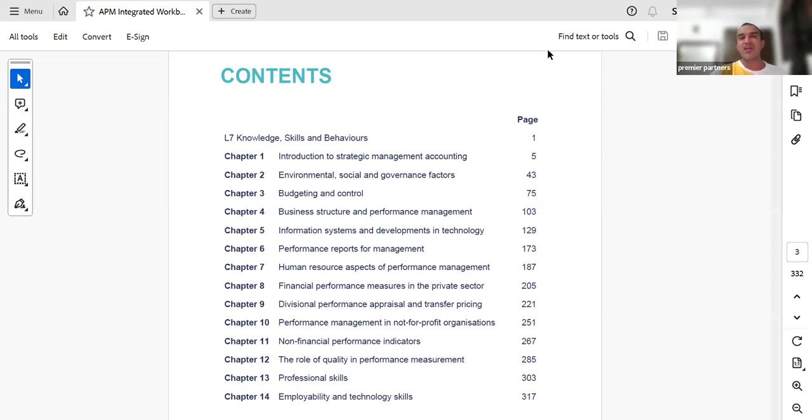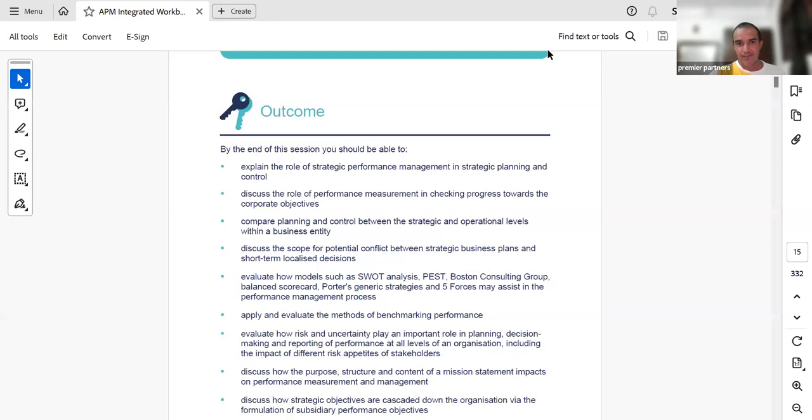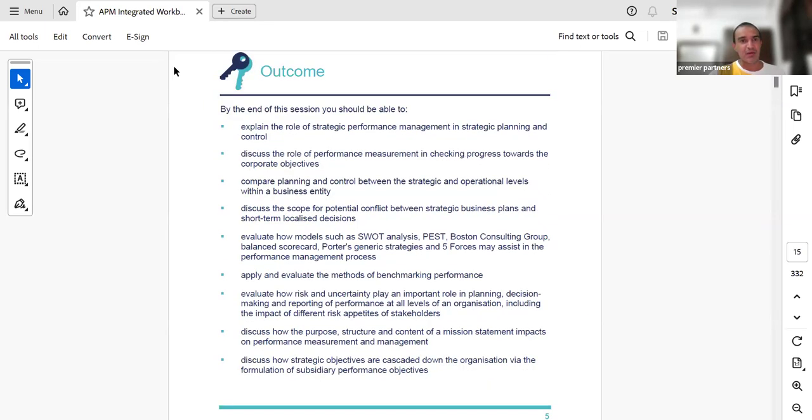Can you quickly tell me what management accounting is? Just type one line. What is management accounting? Any idea? What is management accounting?